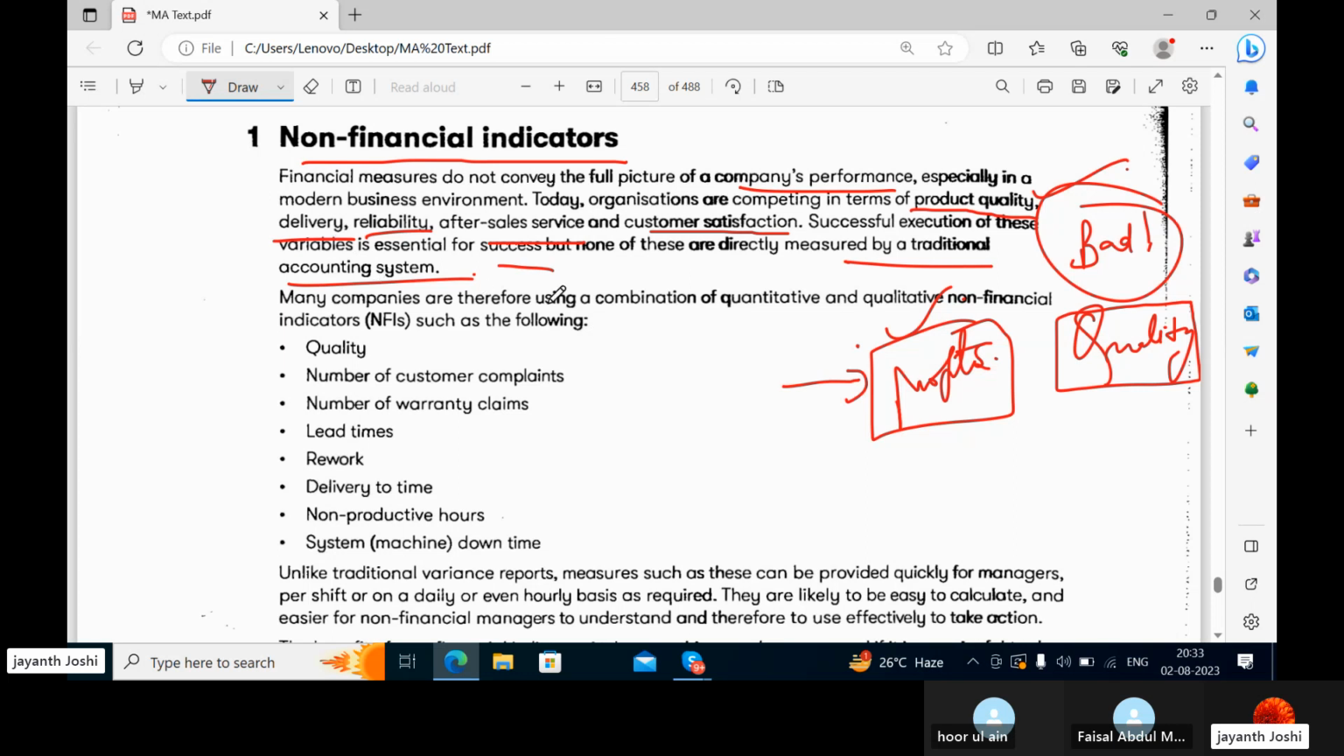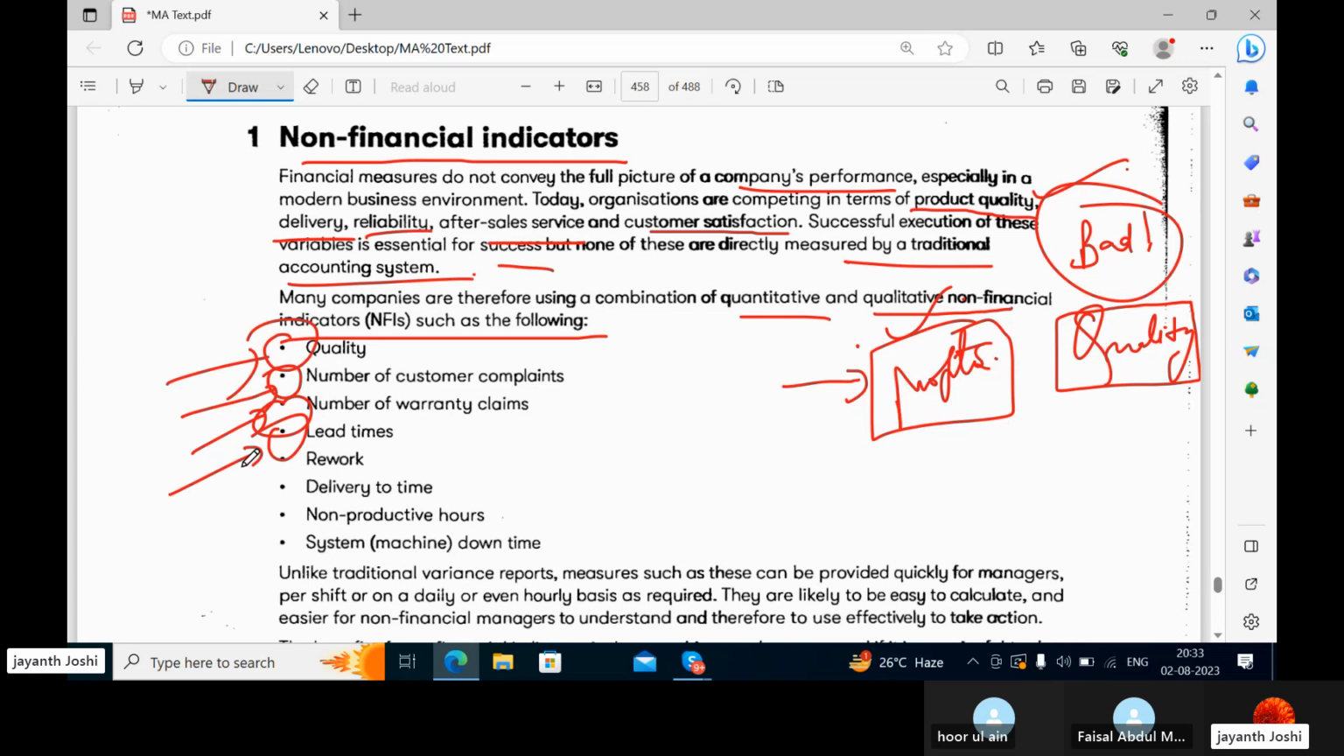So many companies are therefore using a combination of quantitative and qualitative non-financial indicators such as the following. Quality. This is a non-financial indicator. Every company should give a lot of importance to the quality enhancement of their product. They should also cater to the consumer complaints and warranty claims given by the customers.